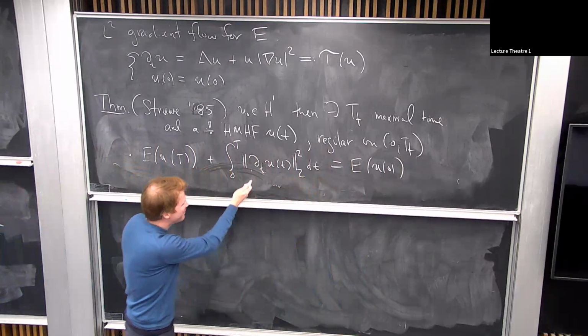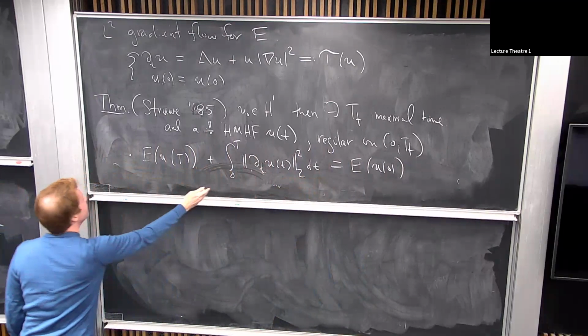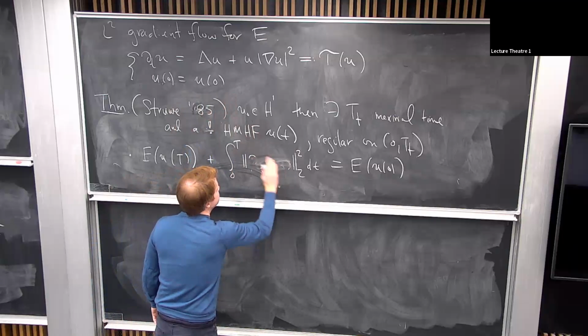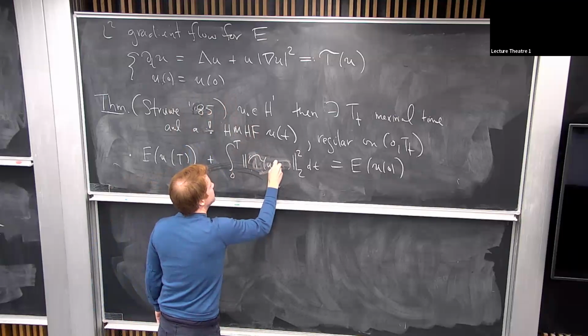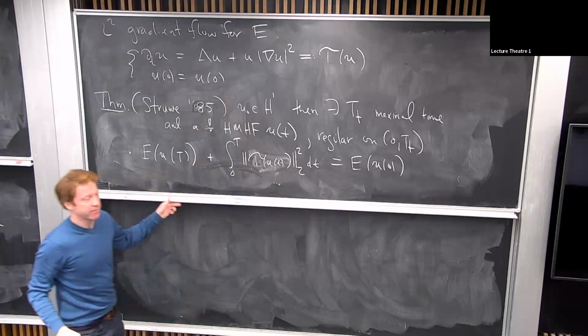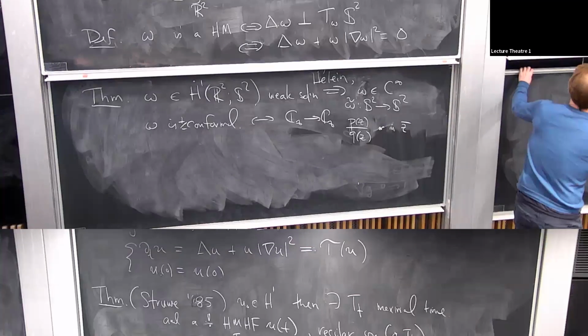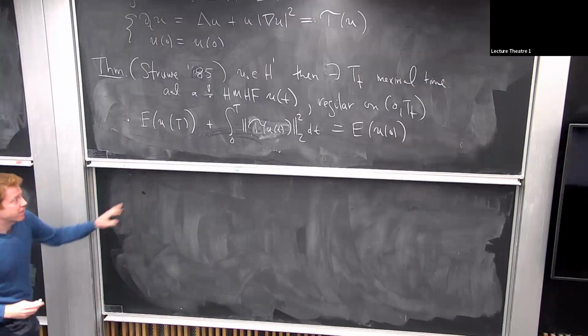And I'm going to write this slightly differently. So u solves the equation, so ∂t u is given by the tension. So this gives me control of the tension of u(t), that is, control of the second derivative of u in L2. So we have the energy identity, which I'll use in the talk.